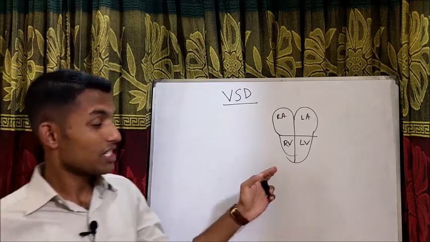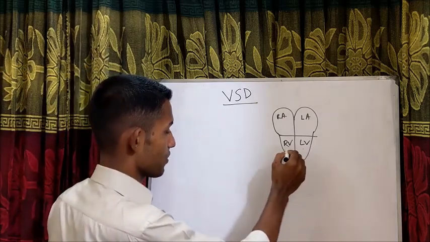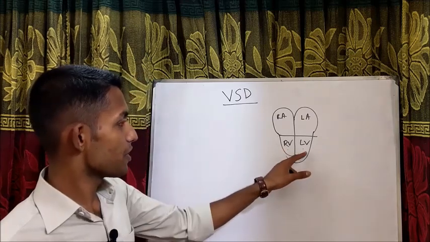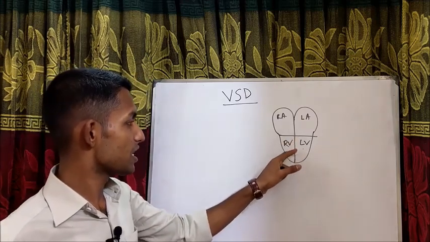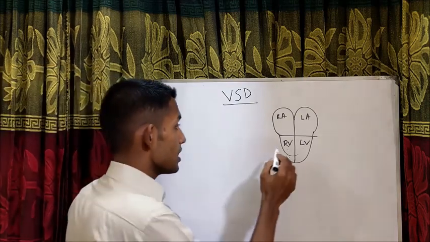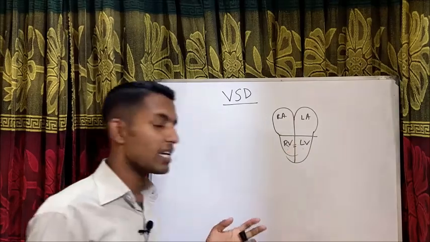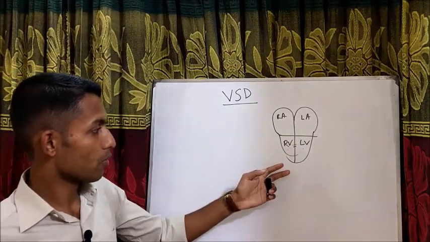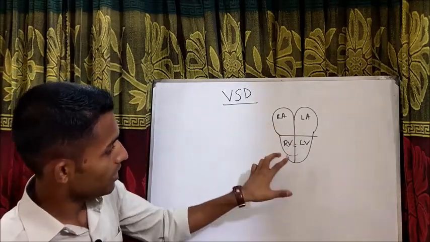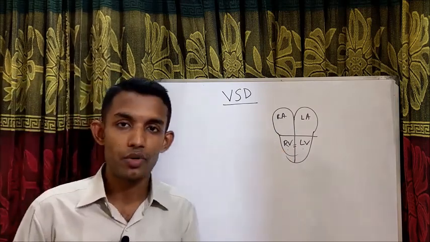So this is a schematic diagram of the heart. This is left ventricle, right ventricle. In between the left ventricle and right ventricle, there is an interventricular septum. If there is any defect or hole or any opening in this interventricular septum, or in this wall that separates the two ventricles, then it is called ventricular septal defect.